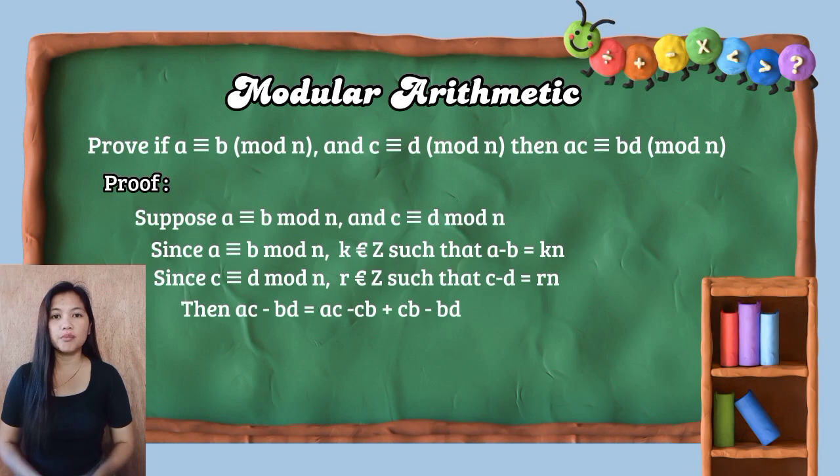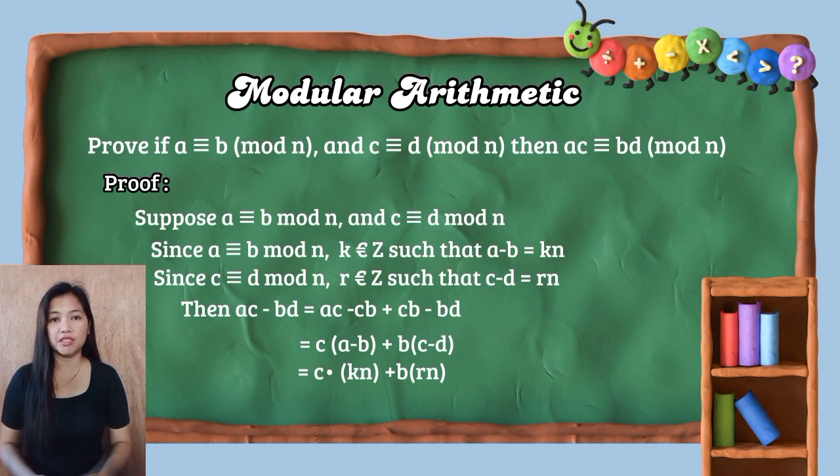Then AC minus BD is equal to AC minus BC plus BC minus BD, so C times (A minus B) plus B times (C minus D). Here, A minus B and C minus D are multiples of n. So we have C times kn plus B times rn, so (Ck plus Br) times n, where Ck plus Br is an integer y. Here, we have proven that AC is congruent to BD mod n.